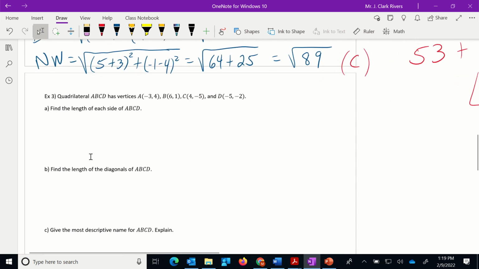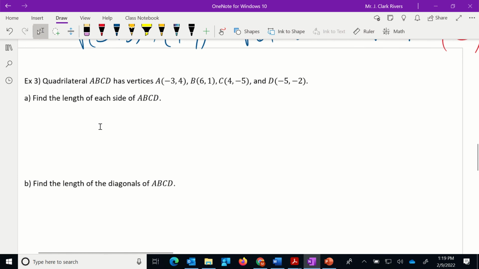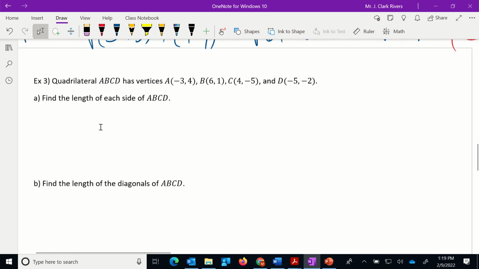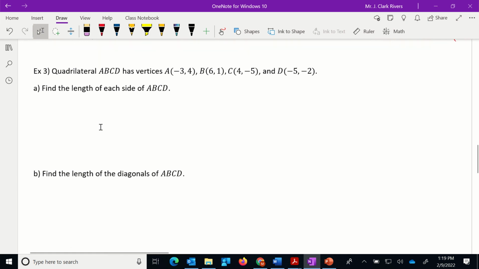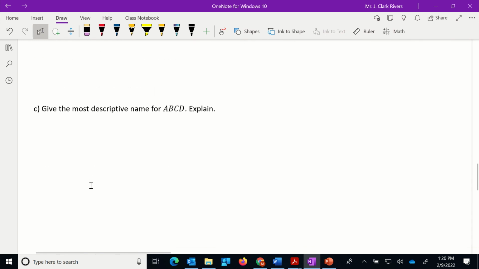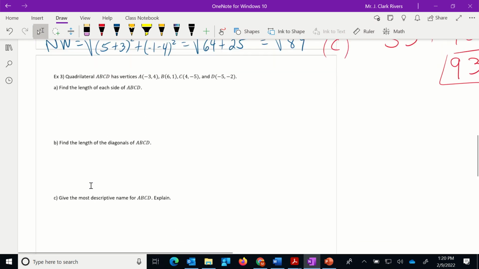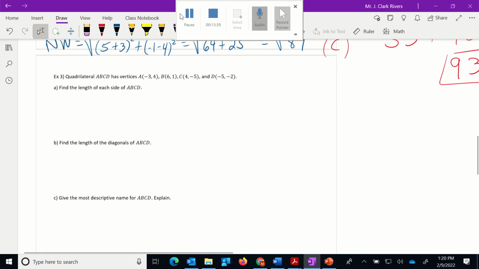Example 3. Quadrilateral ABCD has vertices of A (negative 3, 4), B (6, 1), C (4, negative 5), and D (negative 5, negative 2). Find the length of each side of ABCD. Then part B, find the length of the diagonals of ABCD. And then part C, give the most descriptive name for ABCD and explain. So give that one a shot, everybody. Pause the video now.